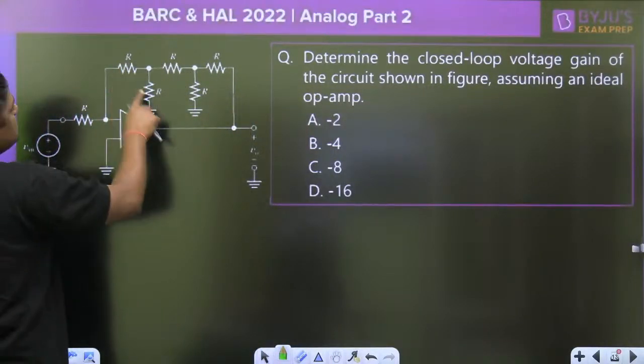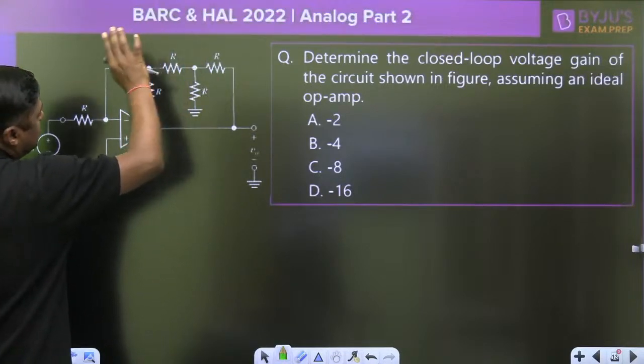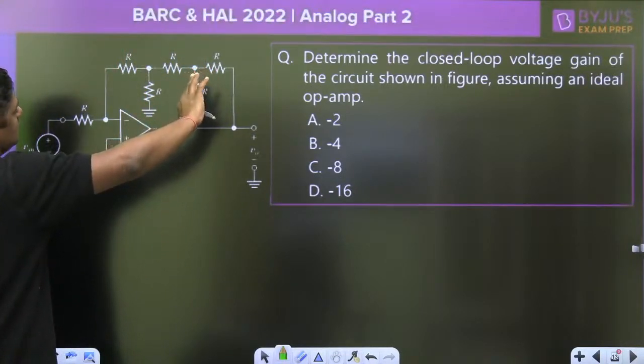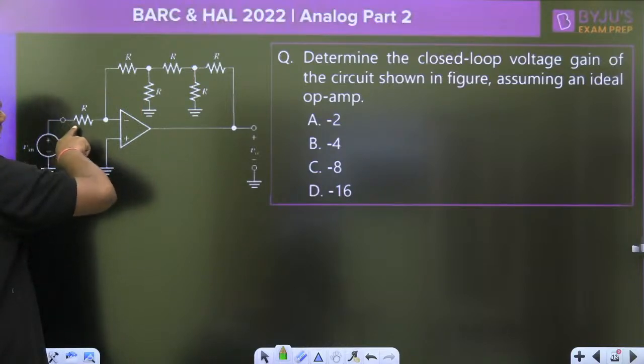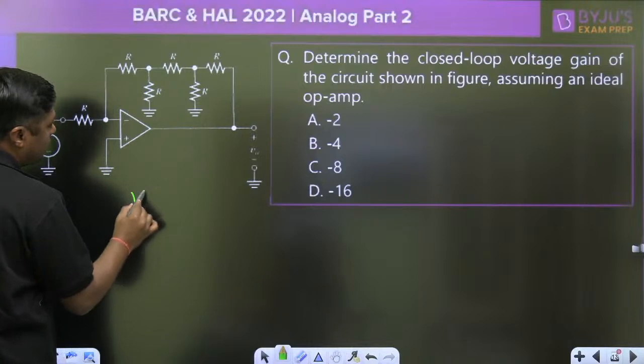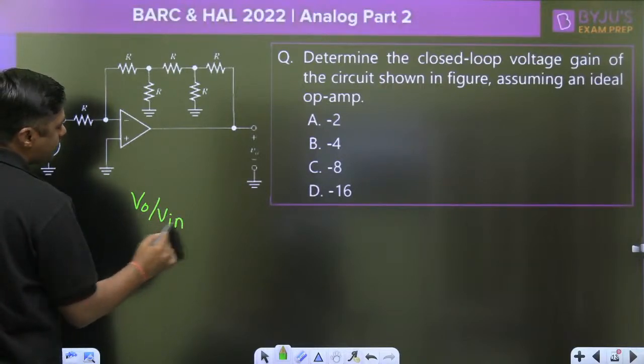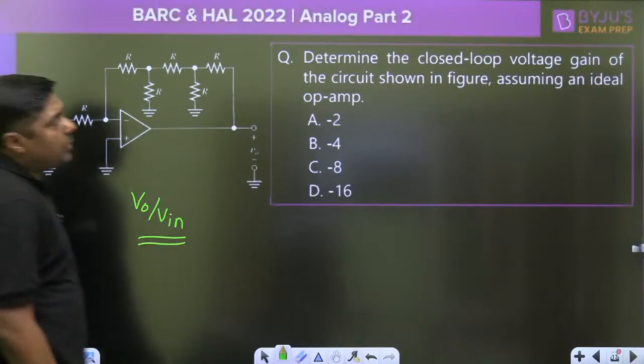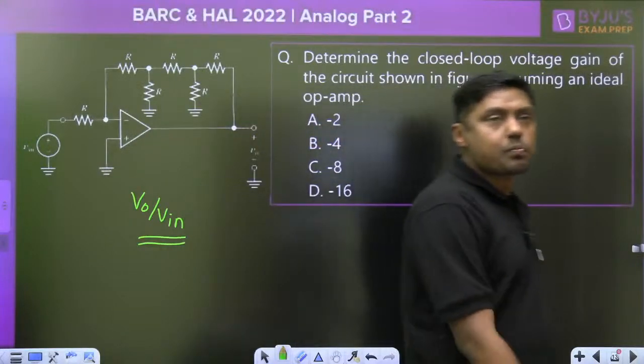Assuming an ideal operational amplifier. This is R, this is R, that is R, this is R, this is R. Everything is R, and this is also R, going to the negative terminal. This is the Vin, that is the Vout. You have to find Vout by Vin. What will be the value?